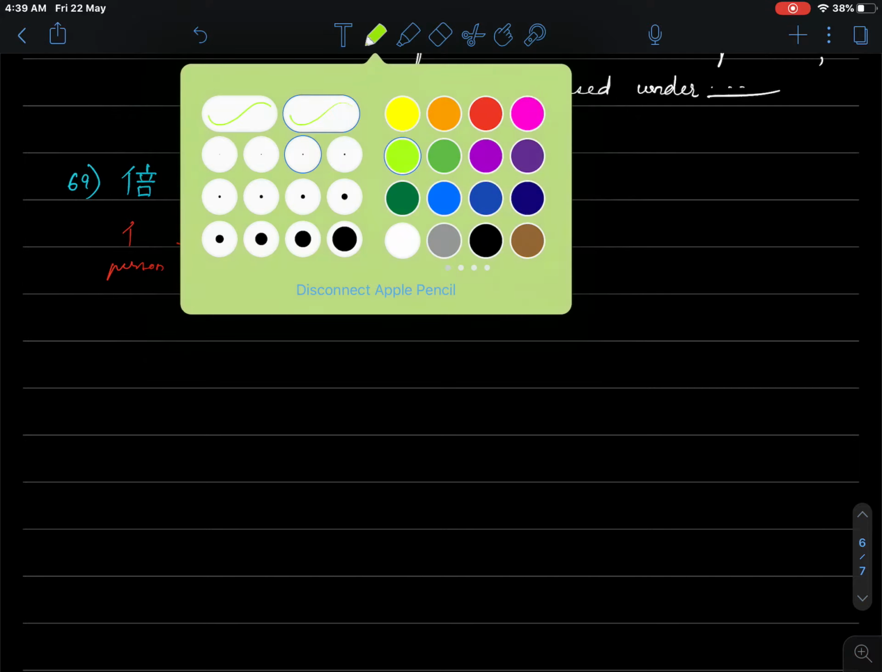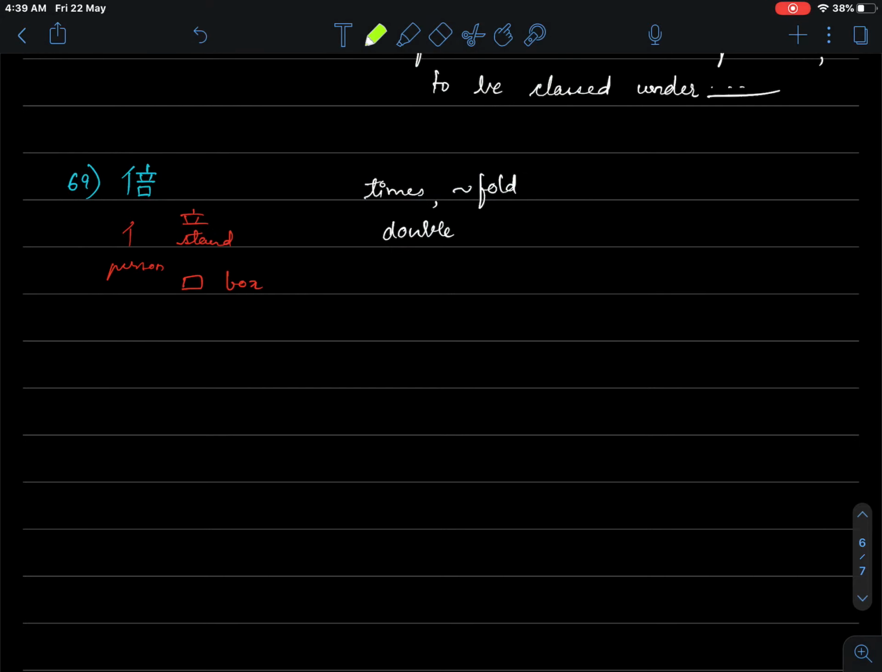Again, luckily we do not have a kunyomi for this. It only has an onyomi, and the onyomi is bai. Okay, so let's quickly have a look at some words. This will be read as bai ni suru, which means to double.